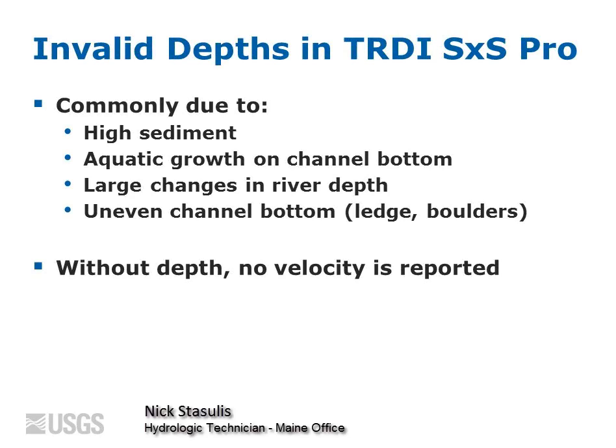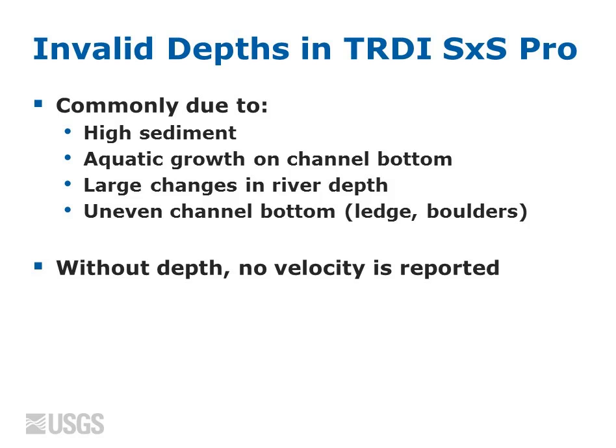In this video, we will discuss how to deal with invalid depths during data collection in the TRDI Section by Section Pro software. There are several reasons ADCPs might not be able to get a valid depth. This could include high sediment concentrations, aquatic growth on the river bottom, large changes in depth over a short area, and uneven river bottoms due to ledge or boulders, among many others.